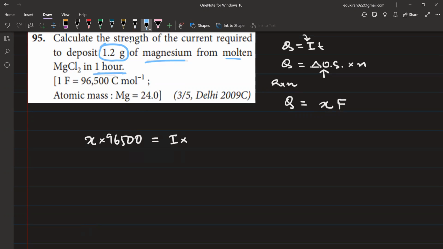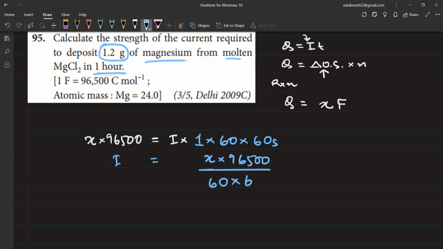Now time here you have to keep in mind that it should be in terms of seconds. Okay? So time आपके पास 1 hour है. 1 hour means 60 minutes, and each minute has 60 seconds. So I will be equal to X into 96500 divided by 60 into 60. Yeah, this will be in terms of ampere. अब X क्या है आपके पास? X यही है आपका, delta OS into n.